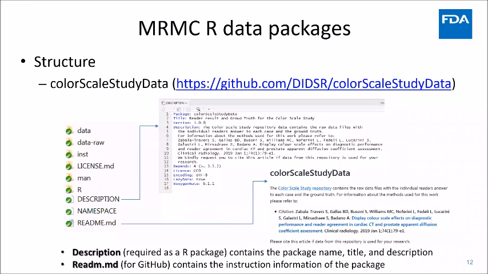Here is an example showing how we use the R data package to store our MRMC data. In the color scale study, we asked the clinicians to review CT or MRI images in different color scales like grayscale, rainbow, and hot iron to see whether there is a difference among different color scales. In the data package, there are two files to give the general information of the overall study design and the package. The DESCRIPTION file is for the R package and the README file is for GitHub.